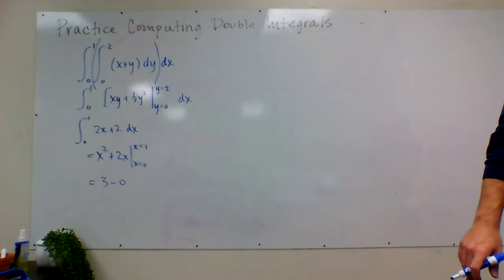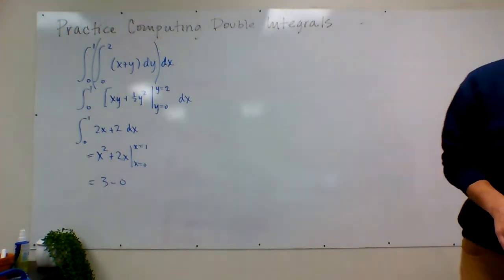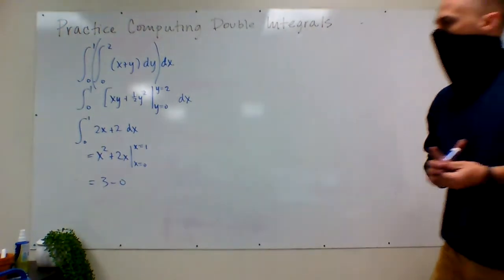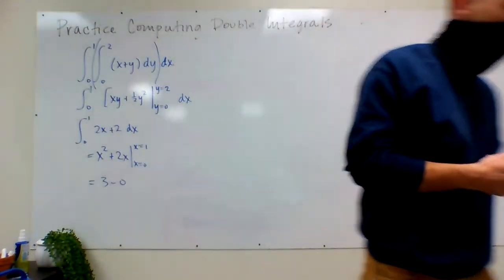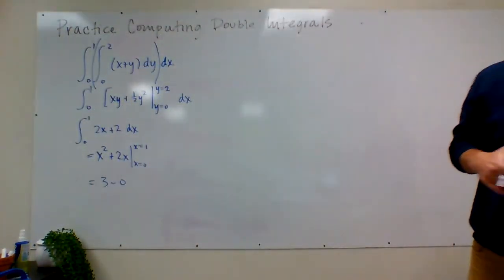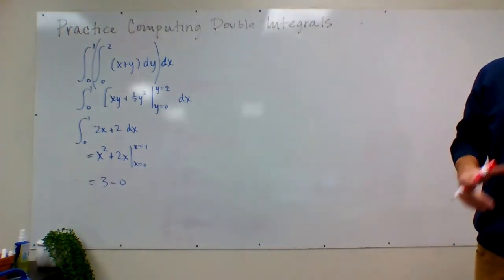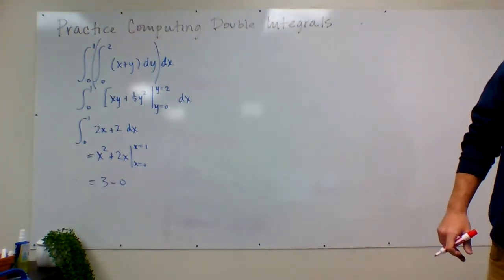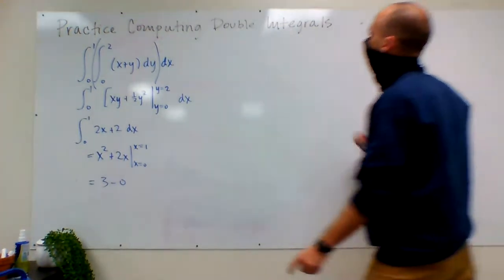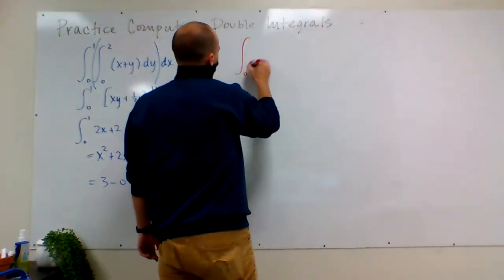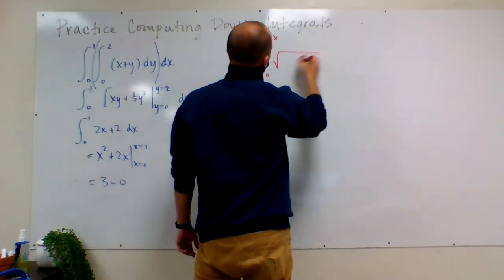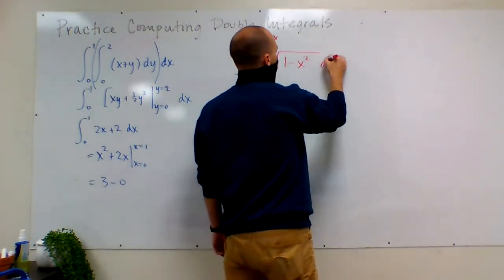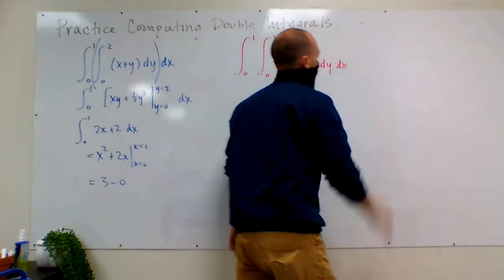Okay, maybe I'll look at one that looks a little more challenging. Oh yeah, maybe you'll like this. Here's another one. This is 14.1.19 from the Larson book. And I'm going to say that 19 is 0 to 1, 0 to x of the square root of 1 minus x squared dy dx.